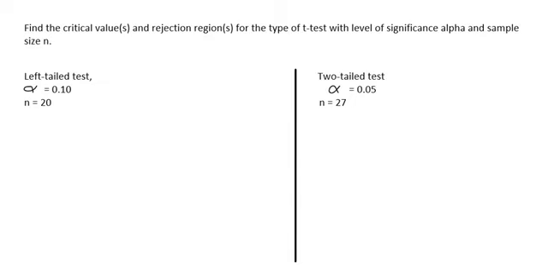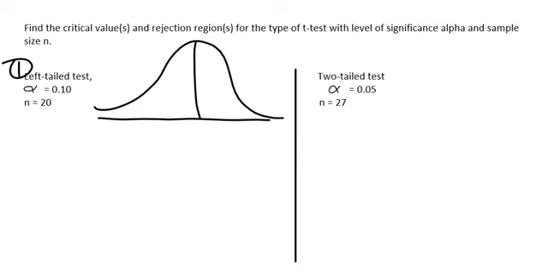Find the critical values and rejection regions for the type of t-test with level of significance alpha and sample size n. Let's look at the first one together. We're looking at a left tail test. Alpha equals 0.10 and n equals 20. The first thing I'm going to do is draw a picture.